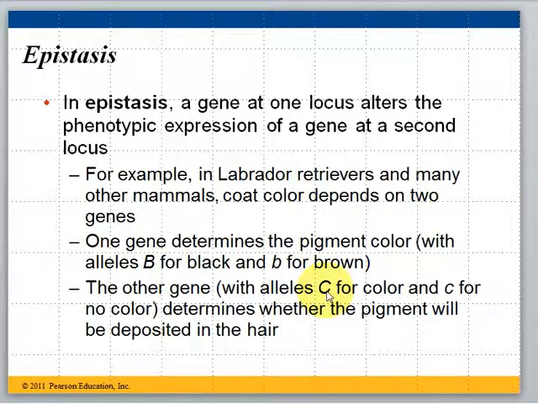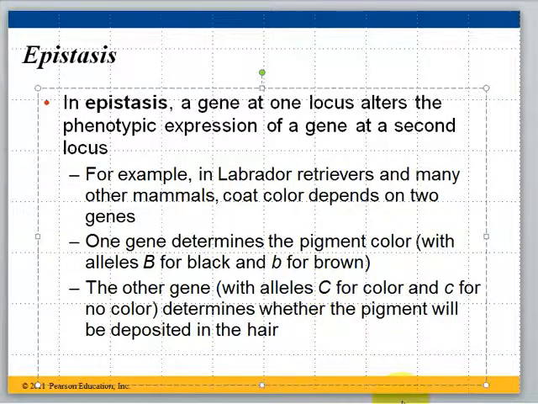Okay, I see my mistake here too. I was putting C, and in all of the photos there, it's actually showing E. So I'm going to change this to an E and a lowercase e. Why they would use E for color, I have no idea, but that's what they did in the pictures. So I'm going to change my notes to match. So the allele for depositing the pigment or not was capital E and lowercase e. That way we don't cause confusion.